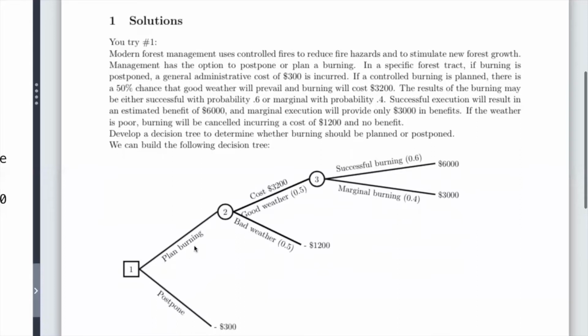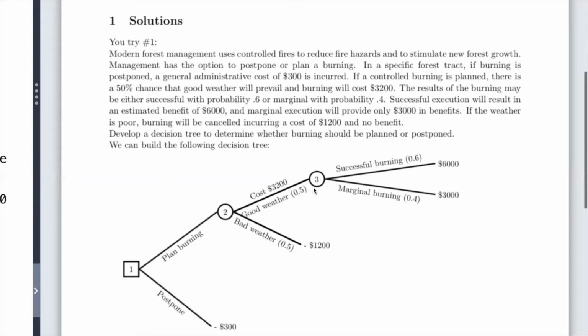Or if we plan the burning, we get to a node, and this node is a chance node. That's why it's in a circle. So we have a chance of good weather, which is 50% or 0.5, or bad weather, which is also 0.5. In the case of bad weather, we're going to lose $1,200. In the case of good weather, we continue with the burning, and that's going to cost us $3,200.